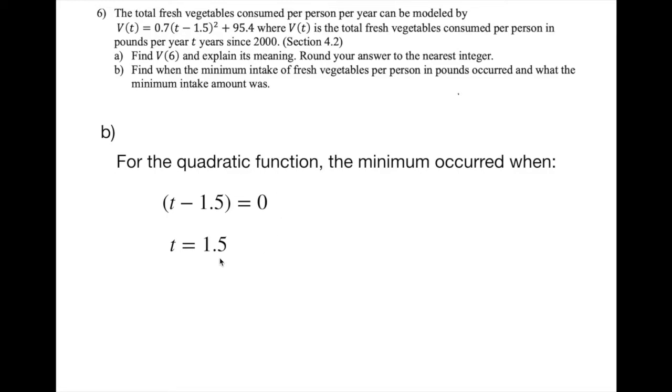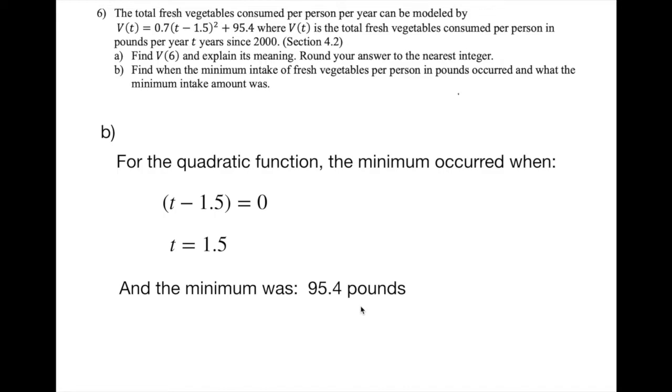Then let's look at what the minimum amount is. We know that for a quadratic function given in vertex form, the number added outside of the bracket squared is your maximum or minimum amount. So in this case, the minimum should be 95.4 pounds.